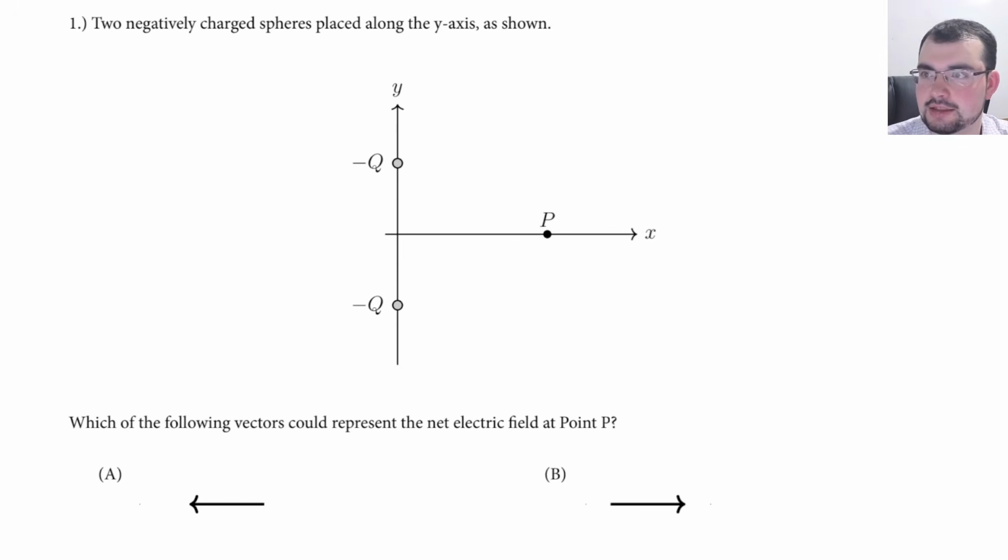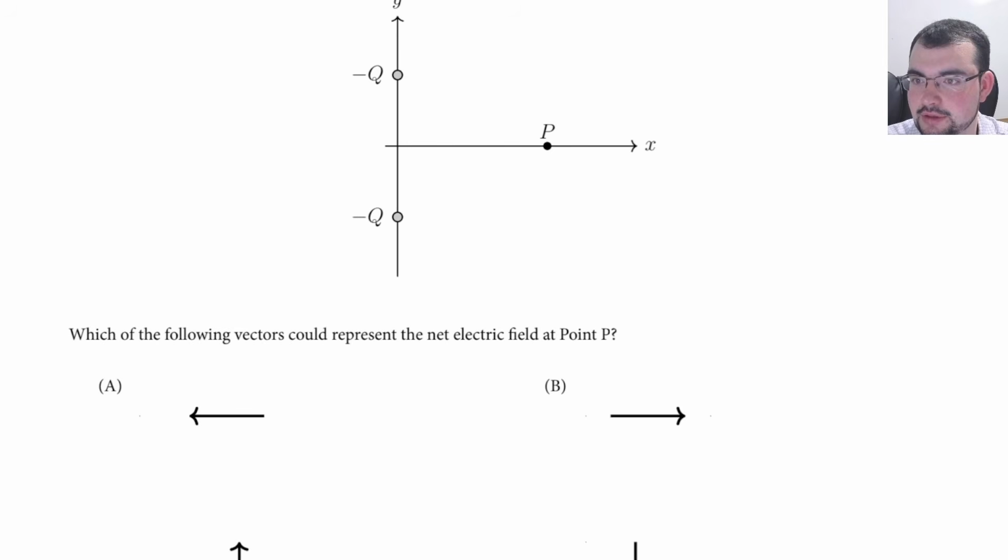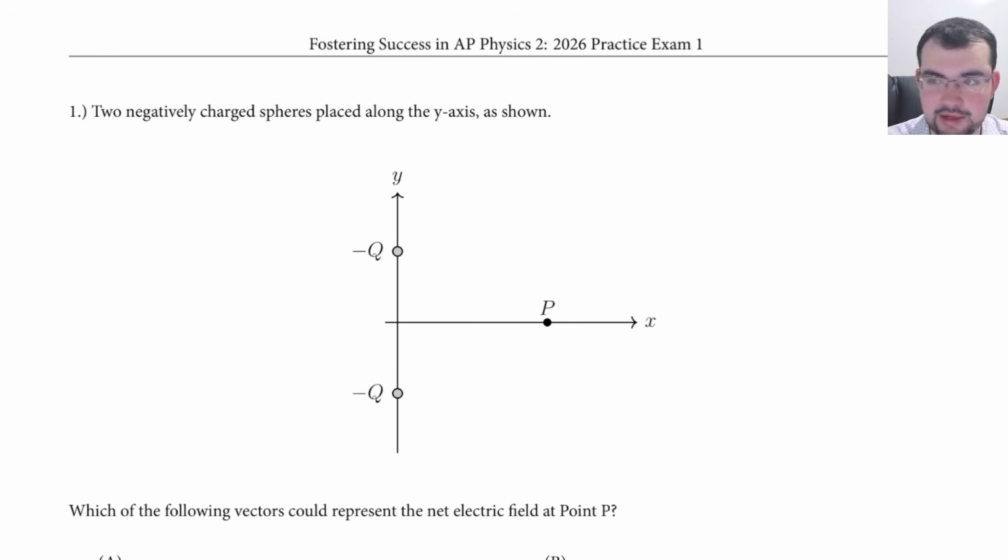So usually we like to start with an easy one. Two negatively charged spheres are placed along the y-axis as shown. Which of the following vectors could represent the E field at point P? Well, of course, this involves superposition, so we should just look at what all of the electric fields individually are doing. So my negative charges are sinks, right? Because the electric field represents the way a positive charge would go if you placed it at that location. So positive charges would get attracted to the negatives, which is why we say that they are sinks.